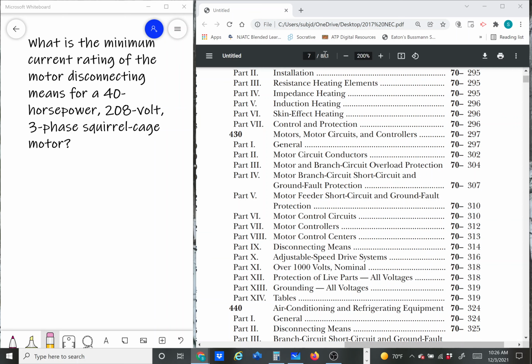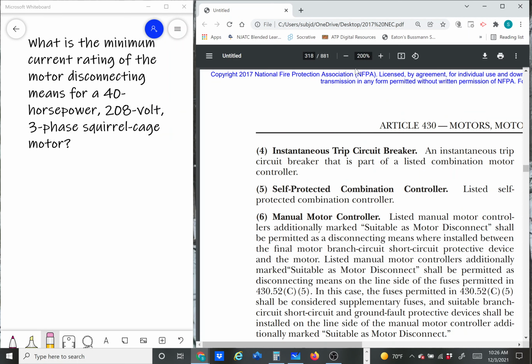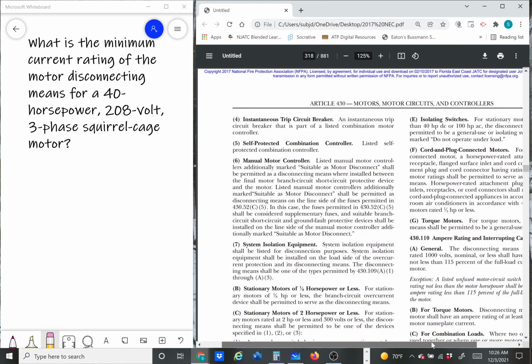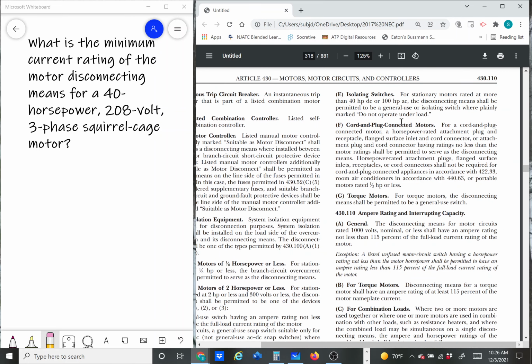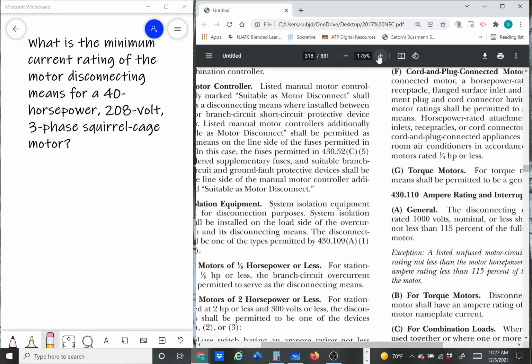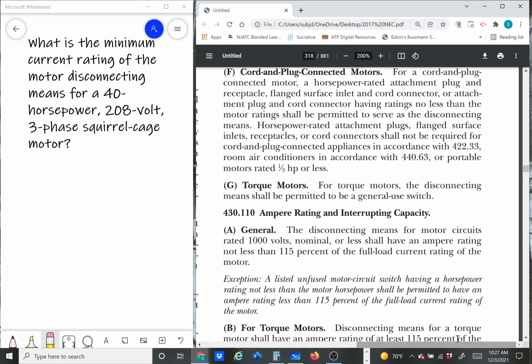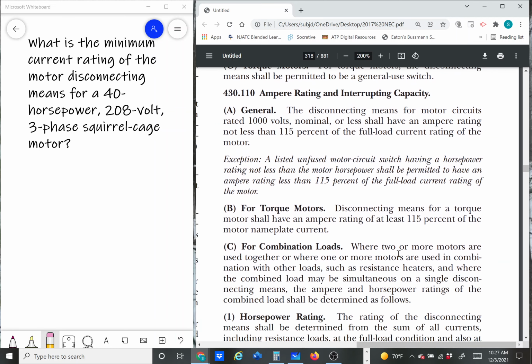I'm going to cheat a little bit because I know that we're specifically going to 430.110. And in 430.110, I will shrink it up here a little bit. Here's 430.110 over here. And we are going to roll right into it. So we have two different ratings that we could have to solve for. We could have an ampacity rating. Disconnects are rated in ampacity ratings, or disconnects are rated in horsepower ratings. Okay, so we have to be prepared for both.